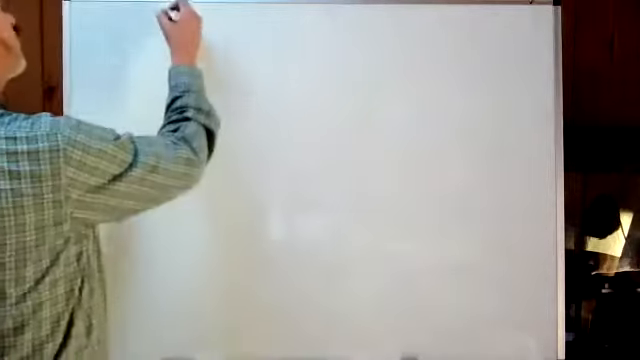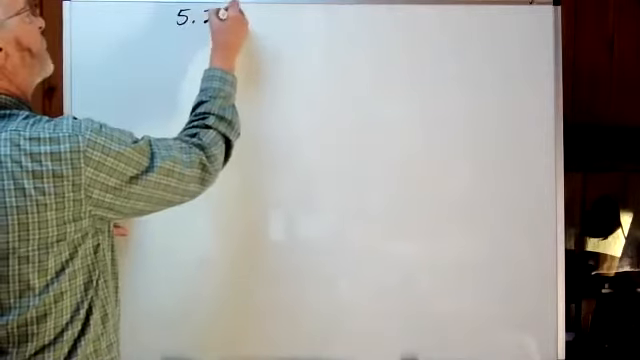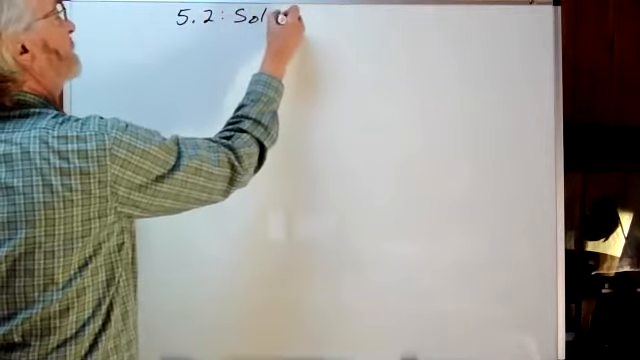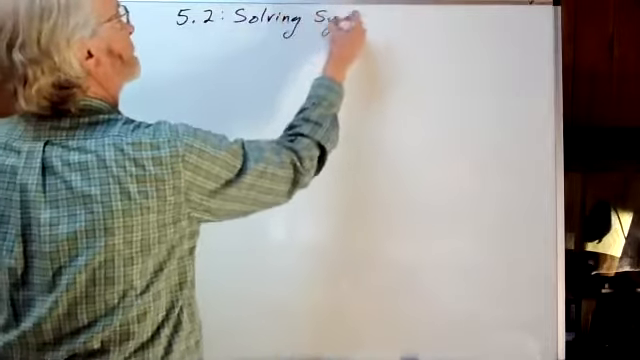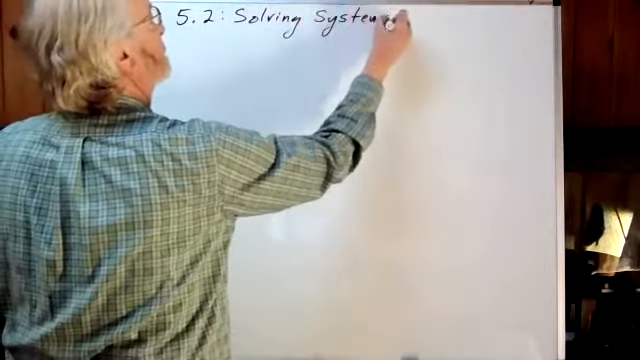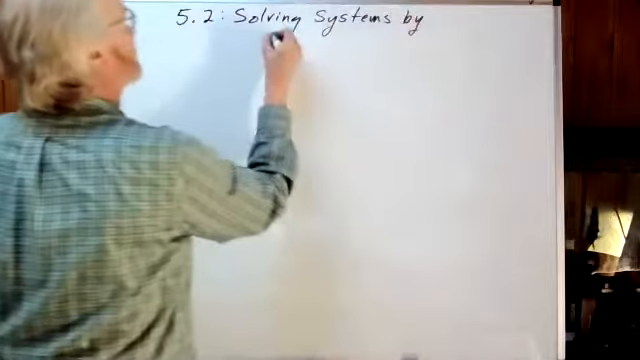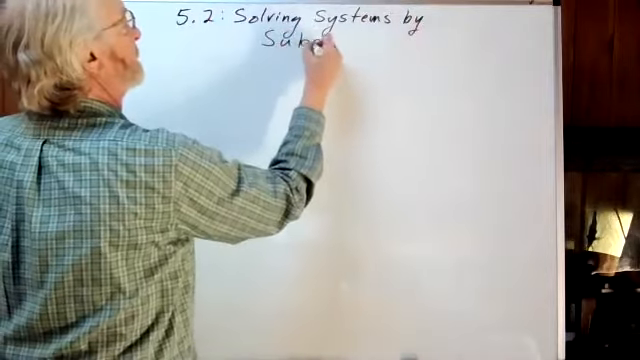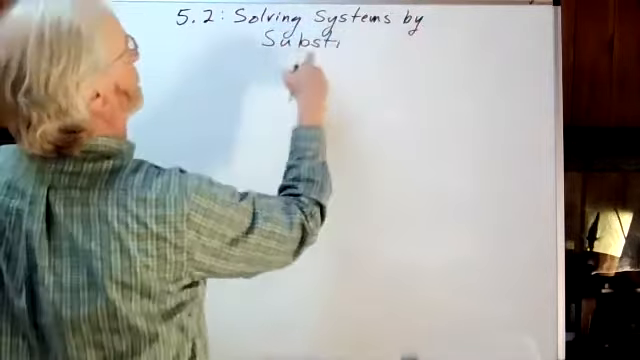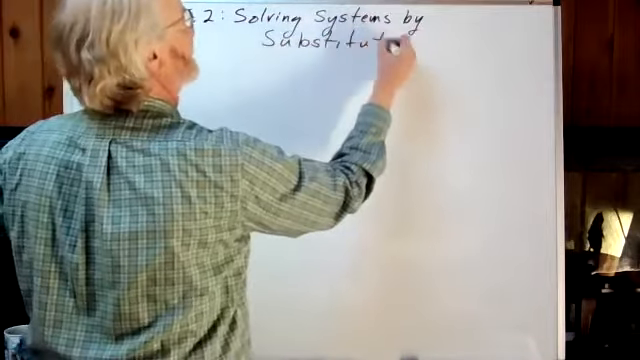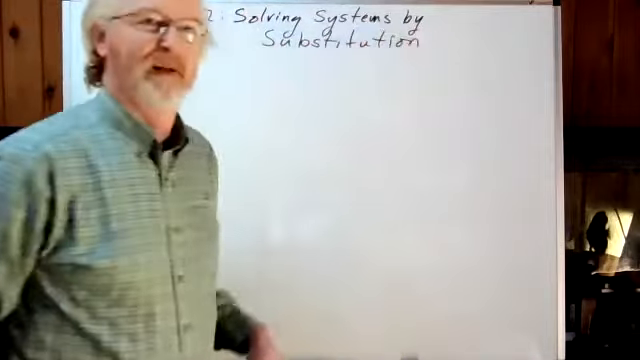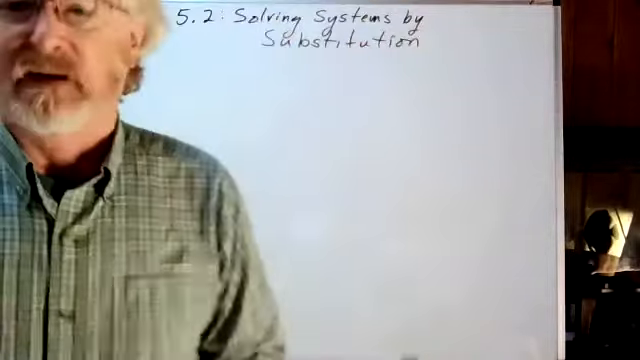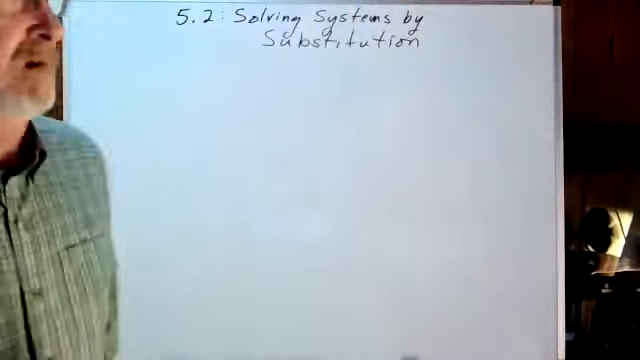5.2, that's what's happening now, okay? And let's see my papers. 5.2, solving systems by substitution. Okay. Now here's where I've said, we've already done this kind before.